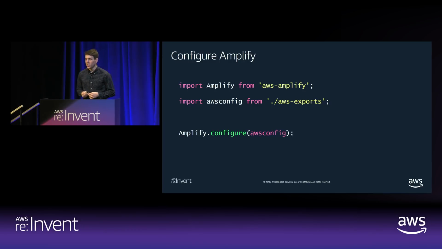So here's an example of how you'd get started with it. The first thing you'd do is import that Amplify library. You'd get the AWS config file. So when you run amplify push, it's actually going to create that aws-exports file in the root of your project directory. And then all you have to do is run configure. That's going to tell Amplify how to find your user pool, how to find your Pinpoint project, how to find your GraphQL API, and all of that with one line.